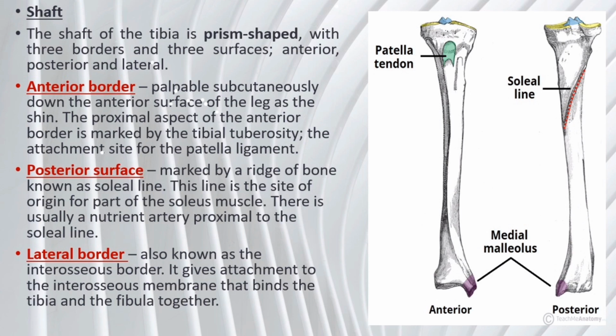Posterior surface, marked by a ridge of bone known as the soleal line. This line is the site of origin for part of the soleus muscle, and extends inferomedially, eventually blending with the medial border of the tibia. There is usually a nutrient artery proximal to the soleal line. Lateral border, also known as the interosseous border. It gives attachment to the interosseous membrane that binds the tibia and the fibula together.